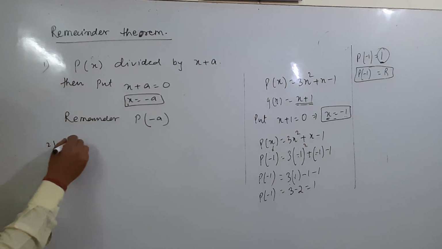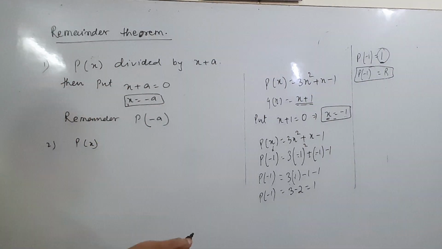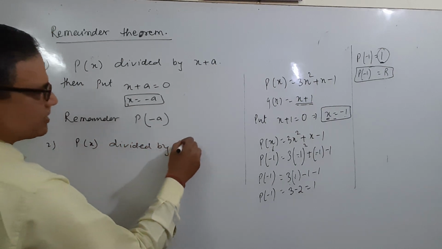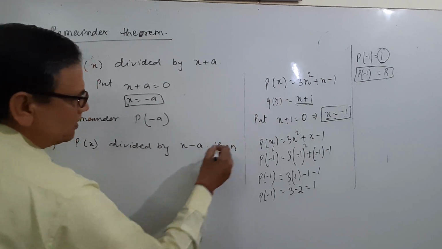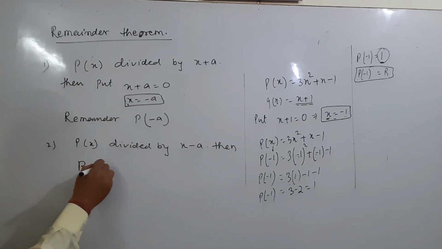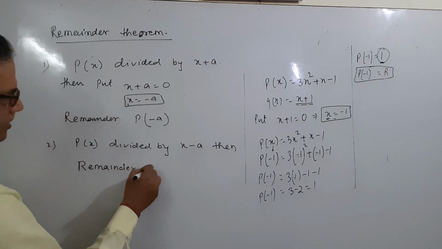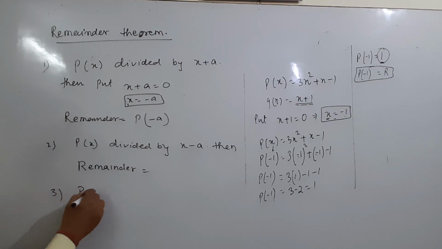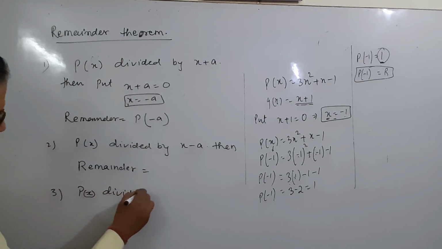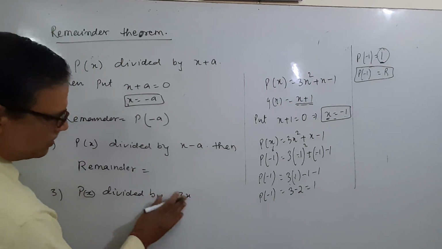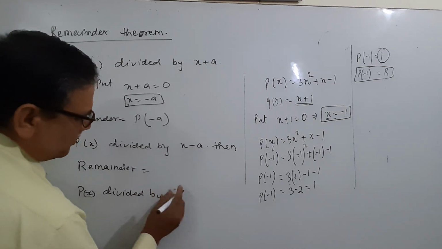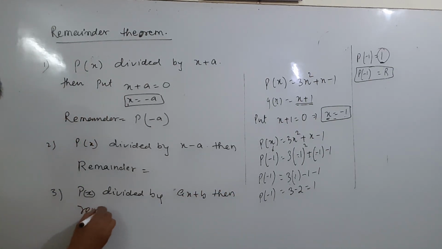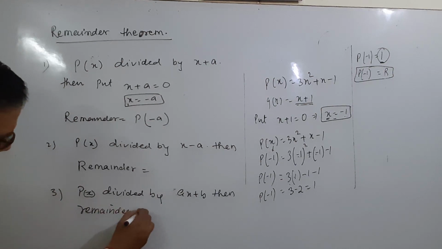First condition. Second, if p(x) is divided by x minus a, then the remainder r. Can you tell me the answer? Third, if p(x) is divided by ax plus b, then tell me. A direct answer you have to tell me.